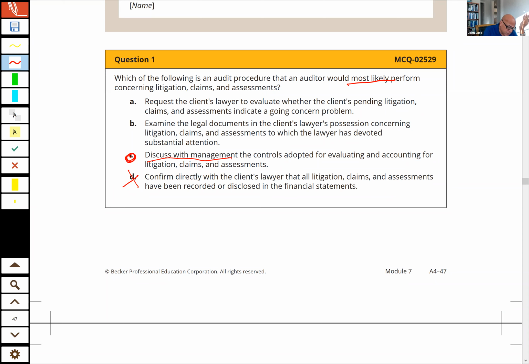But let's say I was suspect of C and I wanted to look at B. Examine legal documents in the client lawyer's possession. Go ahead, try that sometime. Call an attorney and tell them to give you their work product.